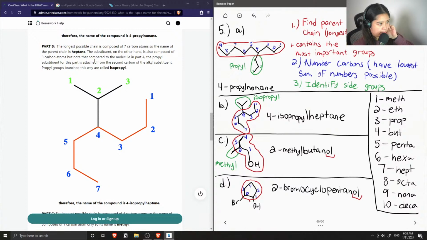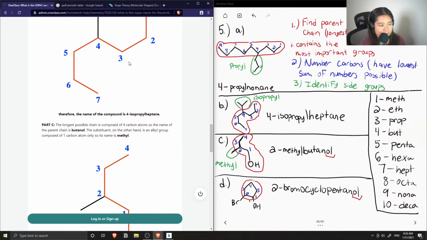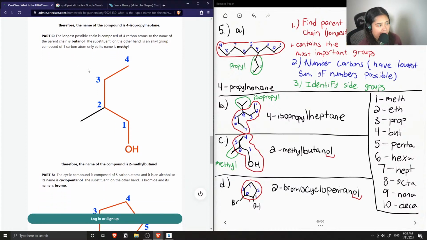So they said the substituent is composed of 3 carbon atoms, but note that compared to the molecule in part A, the propyl substituent is attached from the second carbon of the alkyl substituent. So this is isopropyl. And for part C, the longest possible chain is composed of 4 carbon atoms, so the name of the parent is butanol. The substituent, on the other hand, is an alkyl group composed of 1 carbon atom, so its name is methyl.